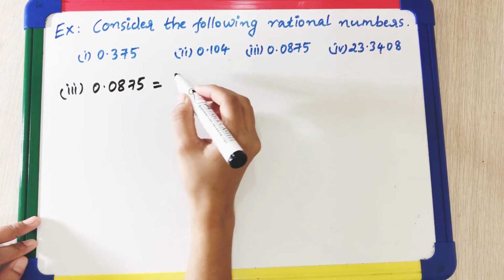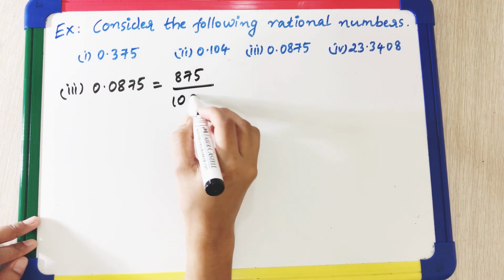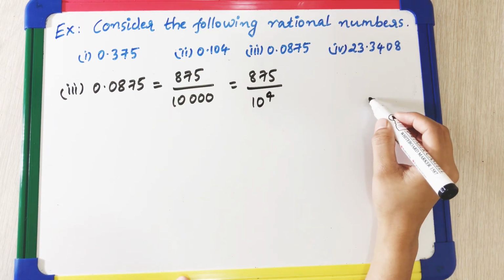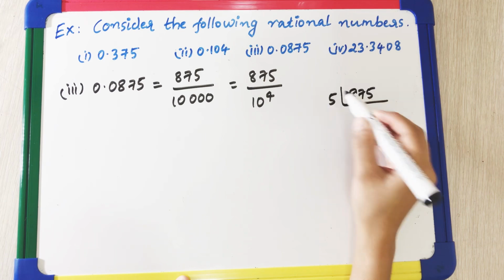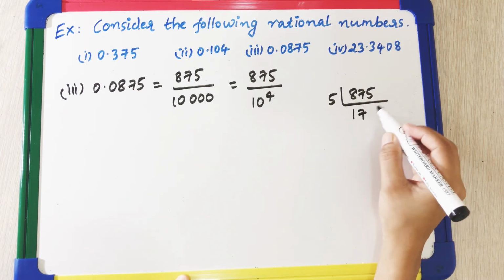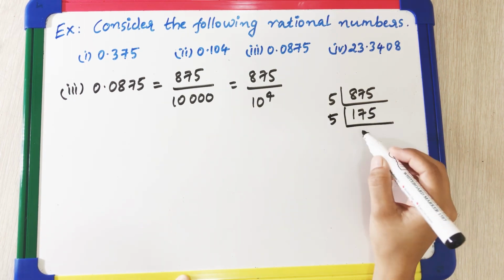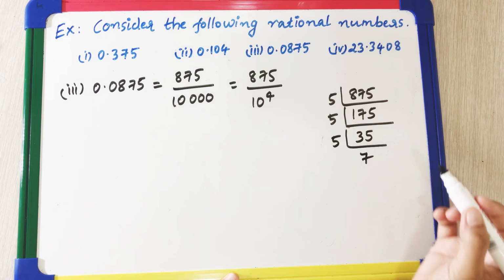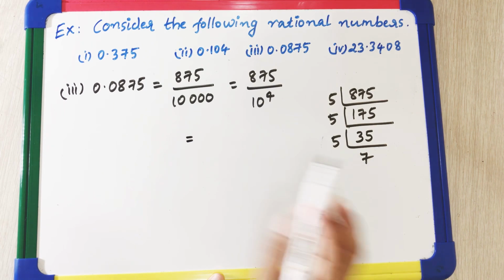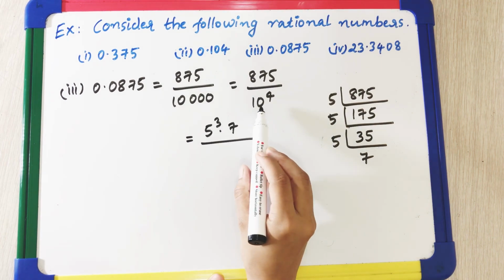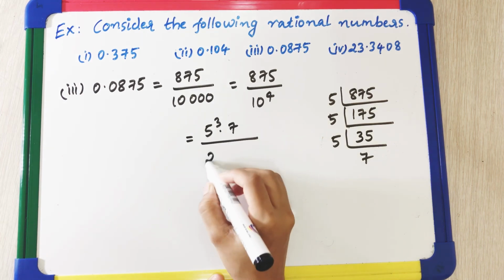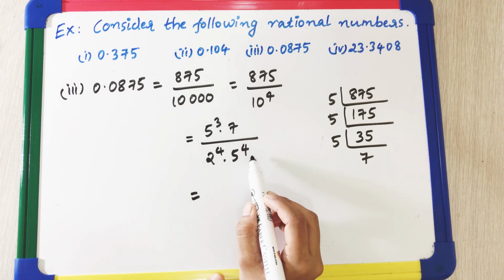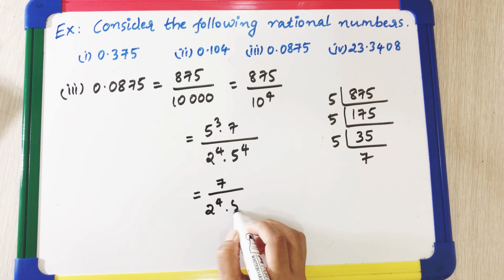0.0875. 0.0875 is nothing but 875 by 10,000 or 875 by 10 raised to 4. Here see the factorization of 875. 875 is 5 times 175, again 5 times 35, and 35 is 5 times 7. So 875 is 5 raised to 3 into 7, and 10 is 2 into 5. Therefore 10 raised to 4 is 2 raised to 4 into 5 raised to 4. Therefore the 5 raised to 3 gets cancelled. Remaining is 7 by 2 raised to 4 into 5.